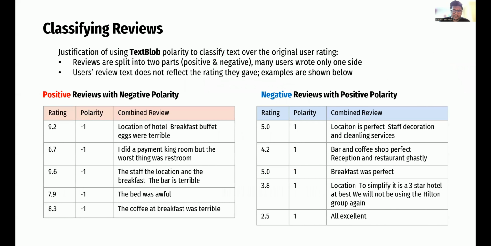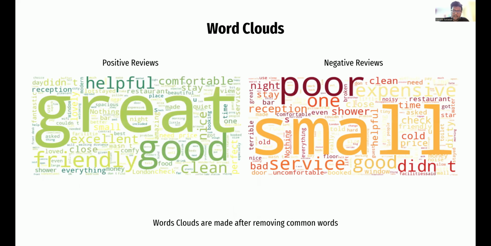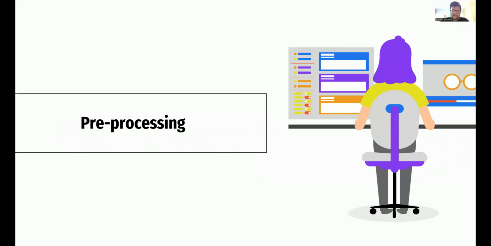Why is that the case? The unique structure about our Booking.com reviews is that positive and negative reviews are written separately. Following that, many users wrote only one of the reviews, leaving the other one blank. Here are some examples that show scenarios where the review text shows the opposite polarity of the rating that it was given. Word clouds shown here clearly reflect the sentiment behind each review type and how they are described. The word clouds are formed after removing common words to prevent them from dominating said word clouds.